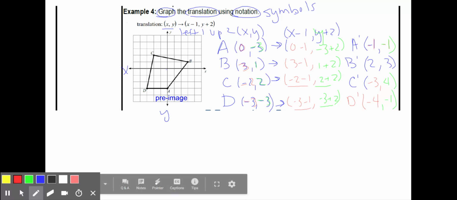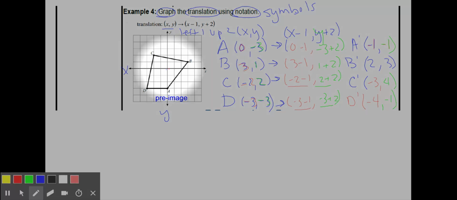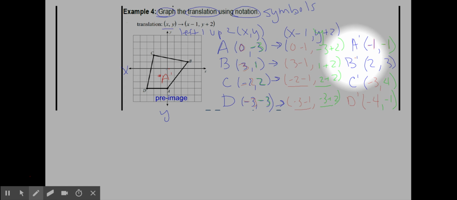Okay, great. So if I look at A prime, it's -1, -1. So from the origin, I'm going to the left one and down one. That's my new A moved once. B moved once is 2, 3. 1, 2, 1, 2, 3. So there's B moved once. C is -3, 1, 2, 3, 4 up. 1, 2, 3. So that's C moved once, and D is -4, -1. So that's D moved once.